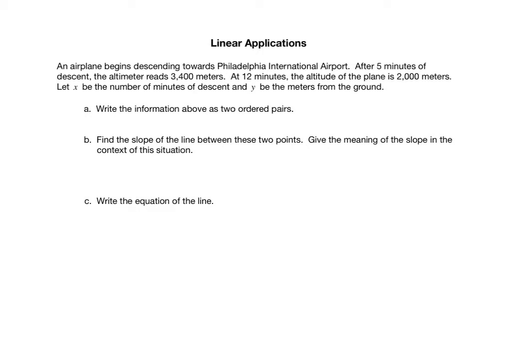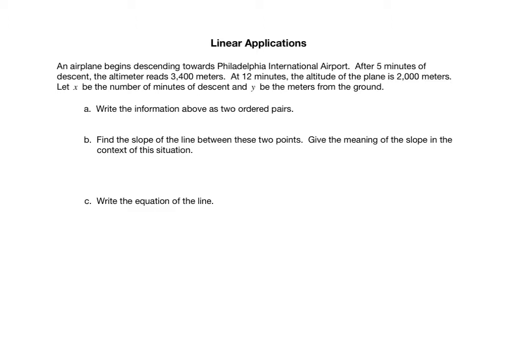Let's take a look at another linear application. An airplane begins descending towards Philadelphia International Airport. After 5 minutes of descent, the altimeter reads 3,400 meters. At 12 minutes, the altitude of the plane is 2,000 meters. Let x be the number of minutes of descent and y be the meters from the ground.